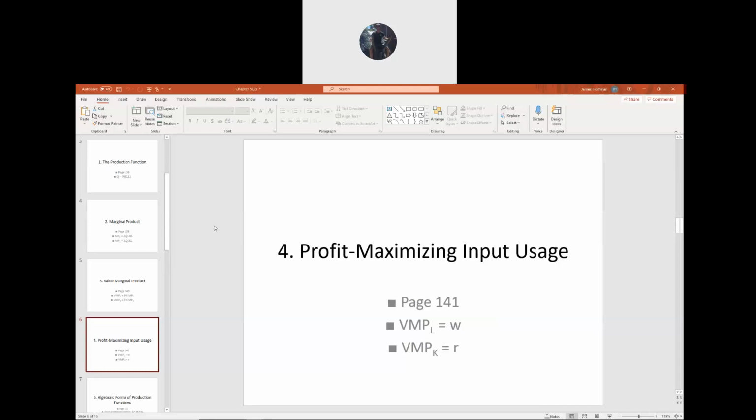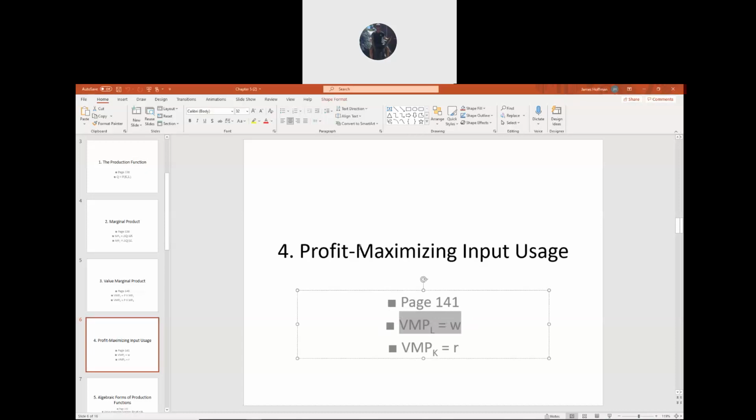Okay, so next thing is to look at how the firm would use this information, this theory, to try to make a profit maximizing choice of how much capital and or how much labor to use. Okay, and we're going to see that it's often hard to do this in practice, but what the firm would want to do is see these conditions here.